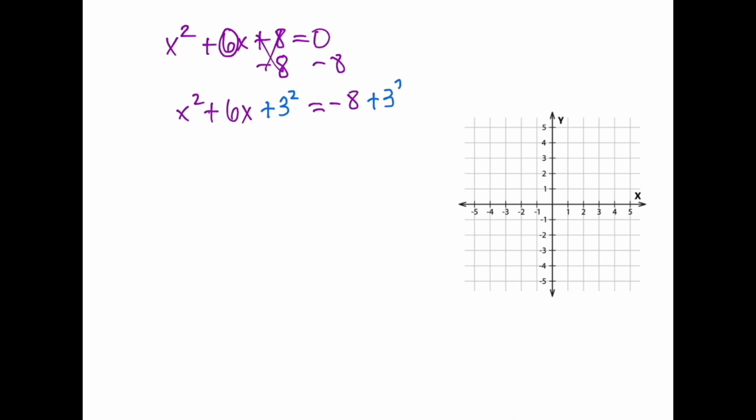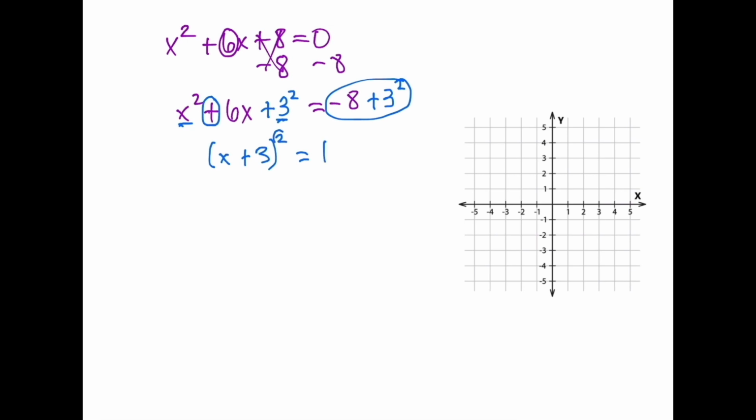That's completing our square. Next, we're going to bring down this first variable, the first operation, this 3, and we're going to square it, and then we're going to solve the other side. 3 squared is 9, and 9 plus negative 8 is 1.